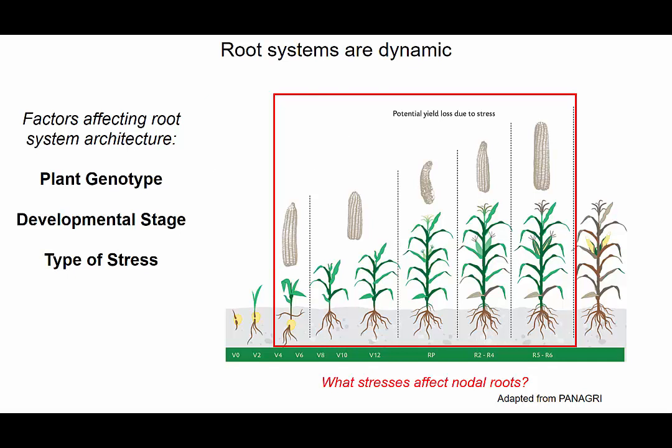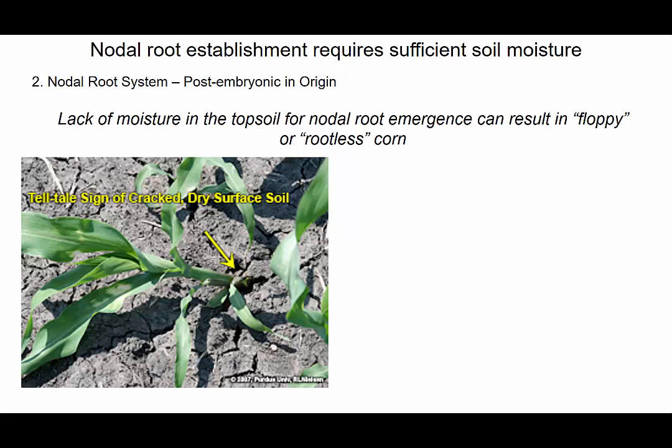So what about the nodal roots, right? These seminal root systems are only around for a small amount of time. Even though they're the first roots that are coming out, they're not playing a significant role in the root system of the plant. So what stresses affect the nodal roots? If we look very early, a big thing that we see is what's called floppy or rootless corn. And this is a symptom of very dry topsoil.